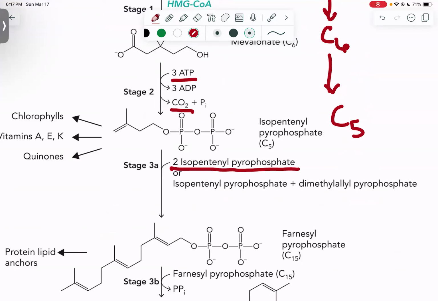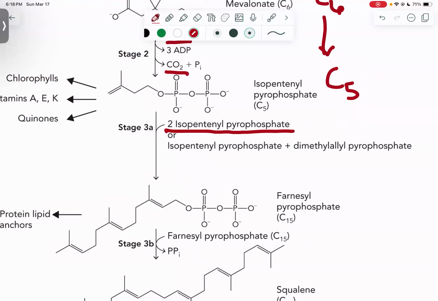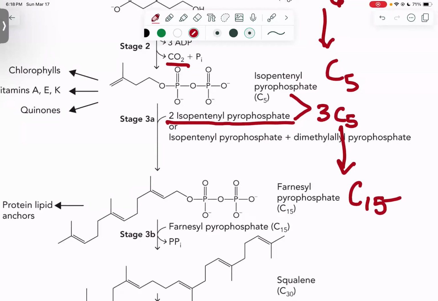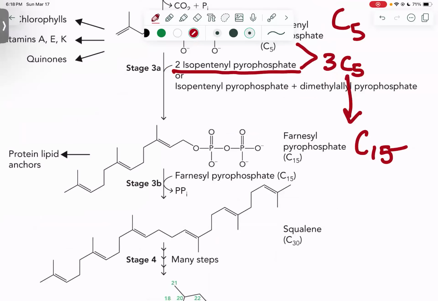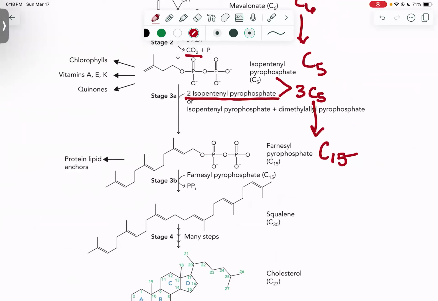And there's another way that you could do it, but that's fine. And so we're going to end up with that C15. So we're going to have our 3, right here, we have 3 C5s. Our 3 C5s are going to turn into a C15. All right. And then from our C15, we're going to take 2 of the farnesyl pyrophosphates.